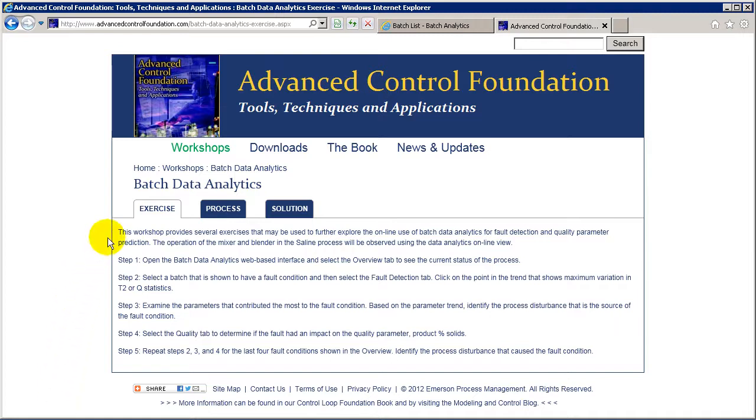Welcome to the Batch Data Analytics Workshop. In this workshop, we'll look at an online user interface to batch analytics for fault detection and quality parameter prediction in a batch operation. We'll show the interface that an operator would be provided when batch data analytics is installed on a process. The example we'll use here is a two-unit process, a saline process, in which manufacturing of saline is done in a batch operation.